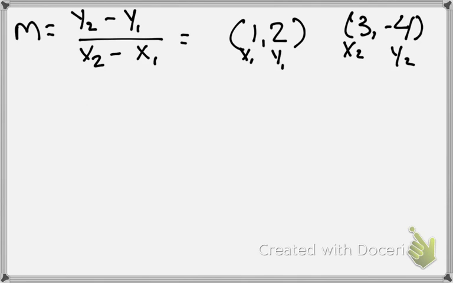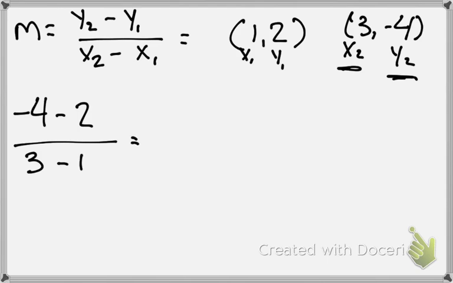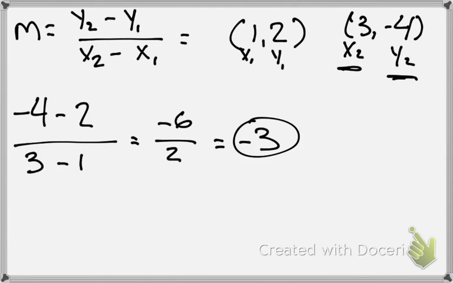So my y2, I have listed as -4. I'm going to subtract my y1, which is 2. So then when I want to find my x2, make sure that it is paired with your y2. We want to make sure that we're starting with the same coordinate point. So then I plug in 3 minus 1. And I can kind of simplify down a little bit. So this will give me -6 divided by 2. Simplifying one more time gives me a slope of -3.